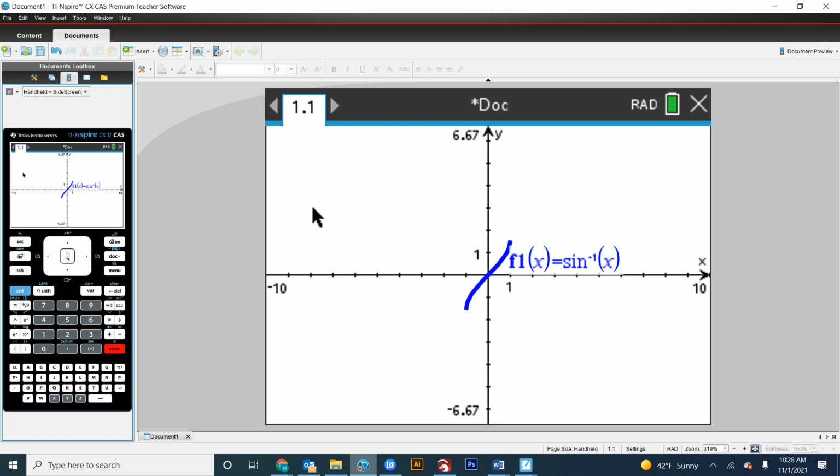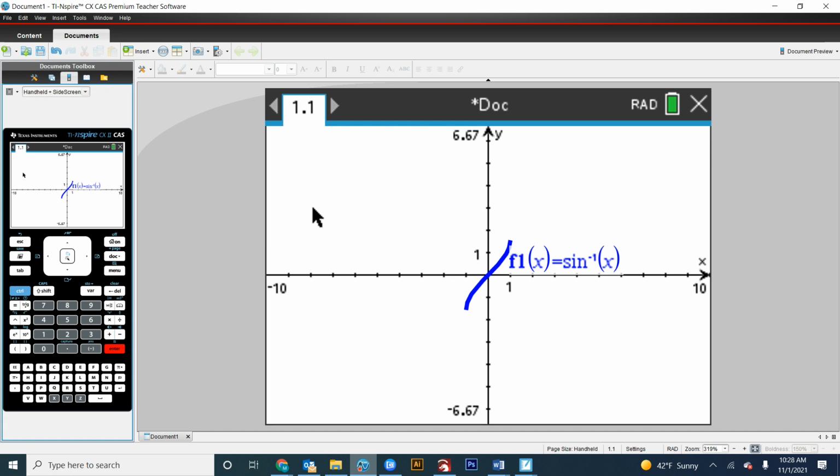Sine inverse. Anybody have issues with that graph? It's a little wonky. What does sine of x look like? Domain? All real. What's the issue? The range isn't all real. Why not? It wouldn't be a function.